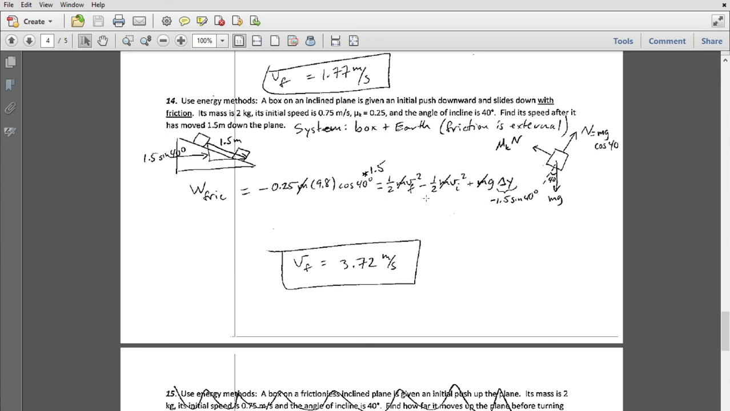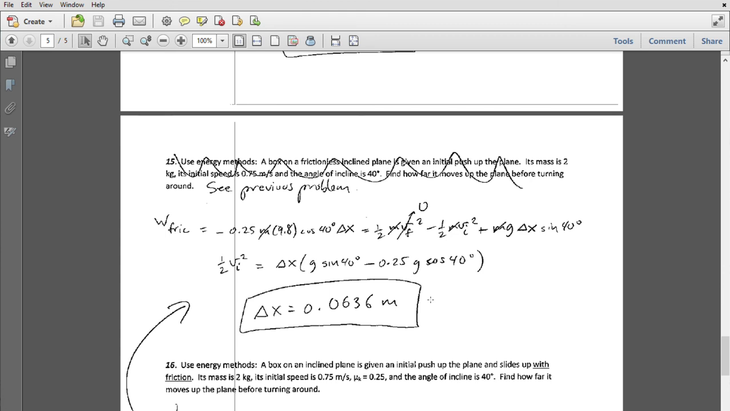When all that's taken into account, we solve for V final, and we get V final as 3.72 meters per second.